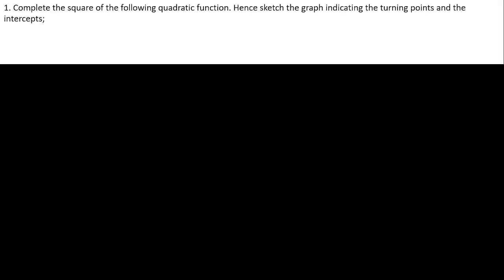So we have the first question: complete the square method of the following quadratic function, hence sketch the graph indicating the turning points and the intercepts. So we have a, which is f of x equals 2x squared plus x minus 10.